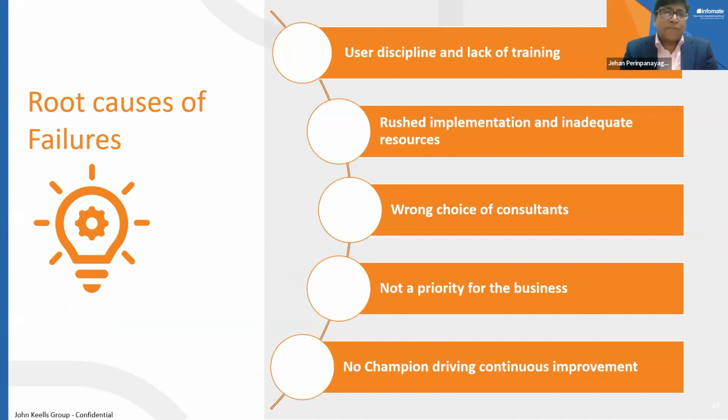So the root causes of failures of some of the SAP projects: user discipline, lack of training, rushed implementation, not allocating adequate resources, wrong choice of consultants, not given adequate priority by the business, no champion driving continuous improvement. Now, this is something I would really like to encourage. Have a champion in your business who is continually looking at continuous improvement, driving change, driving best practices, driving automation.